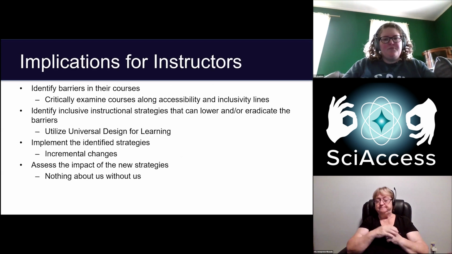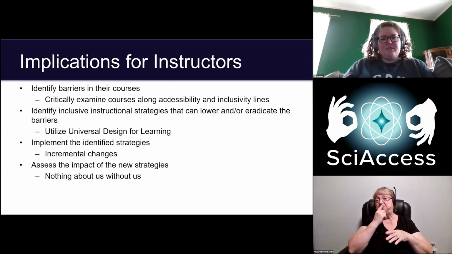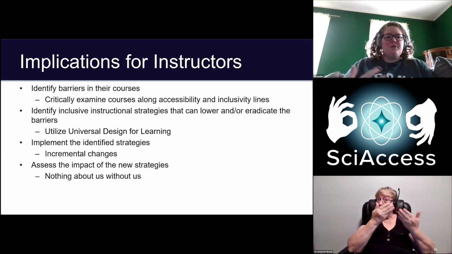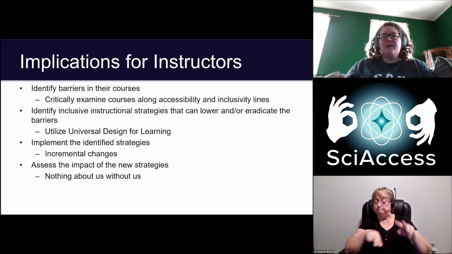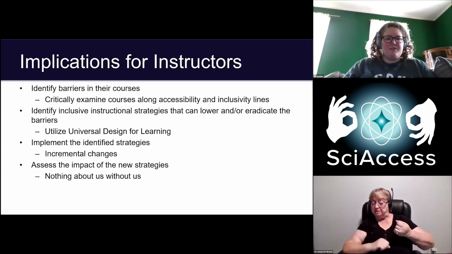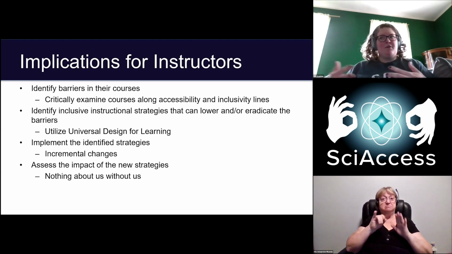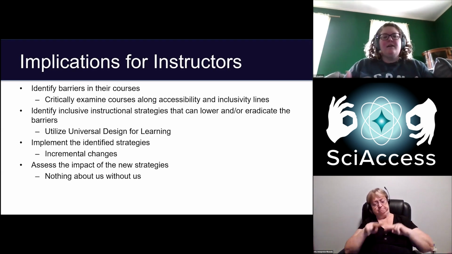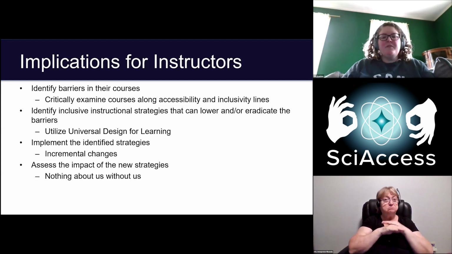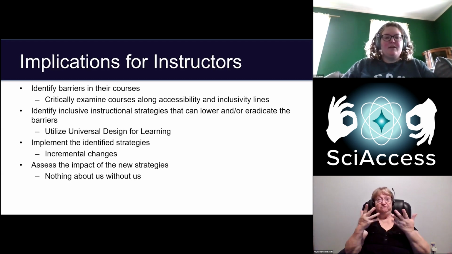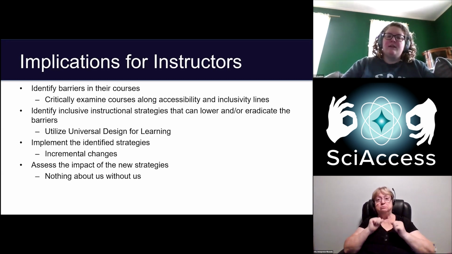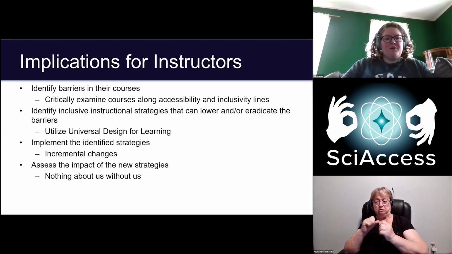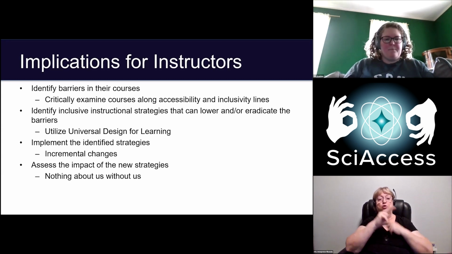Some implications for instructors. So this is a process that I'm going to suggest that instructors utilize in order to critically examine who they are supporting and who they are privileging within their courses. So first of all, we can identify those barriers. So we can critically examine our courses along accessibility and inclusivity lines. Once we have identified those barriers, we can identify inclusive teaching strategies that can lower or eradicate these barriers through universal design for learning, which is one tool that we could use to do that.